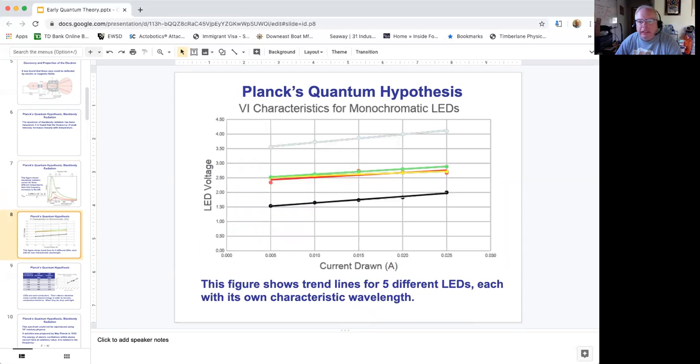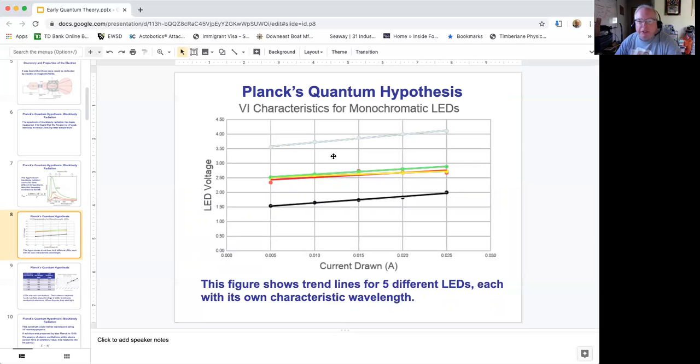Now, in a quick study I did with light emitting diodes, I created a graph that shows the voltage applied to the LED and the current drawn by the LED. And you can see these currents are very, very small, on the order of tens of milliamps. And there are straight lines being formed, but that's Ohm's law, of course. So the slope of this is going to be the resistance of the LEDs. And you can see they all have approximately the same resistance, about the same slope.